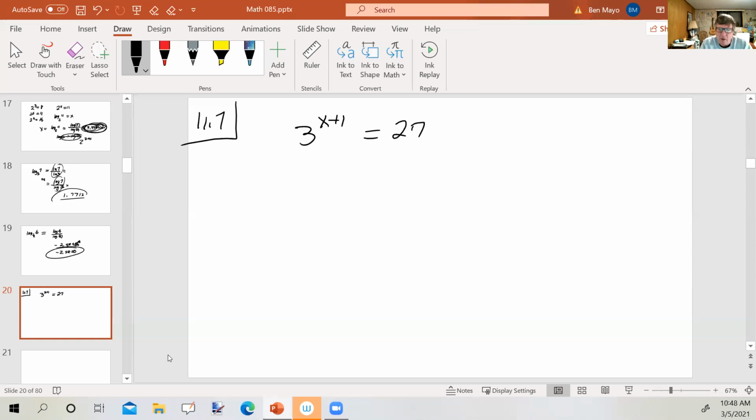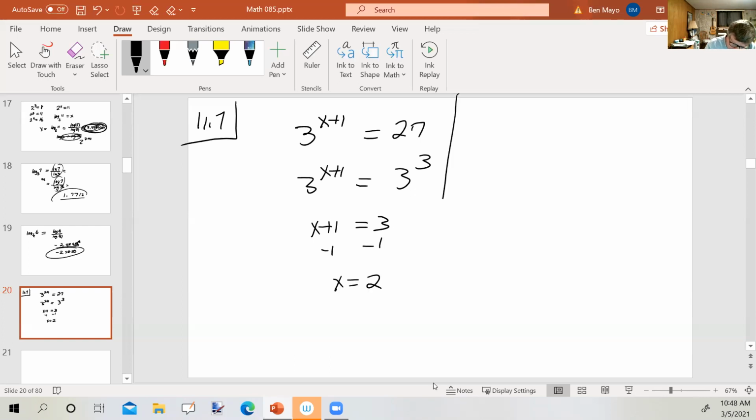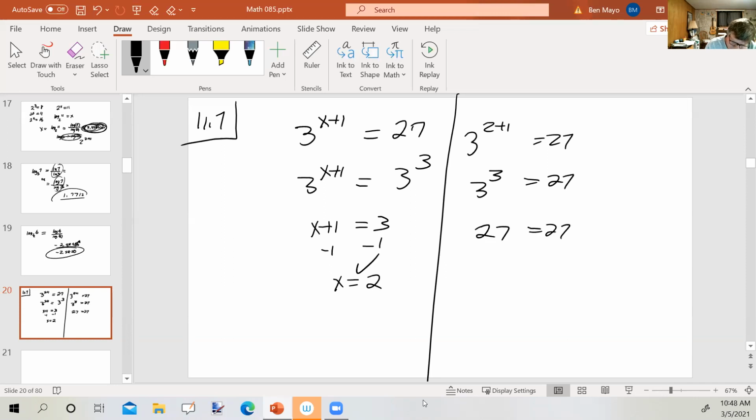We looked at this kind of problem earlier, where if we could get the bases to be the same, I could take 27 and write it as 3 to some power. If the bases were the same, then we could take the exponents and set them equal. So solving, we get x equals 2. Let's check our work. 3 to the 2 plus 1 equals 27. 3 cubed equals 27. 27 equals 27. It checks. So because I could take 27 and write it as 3 to some power, now I've got the same base, so the exponents are equal.